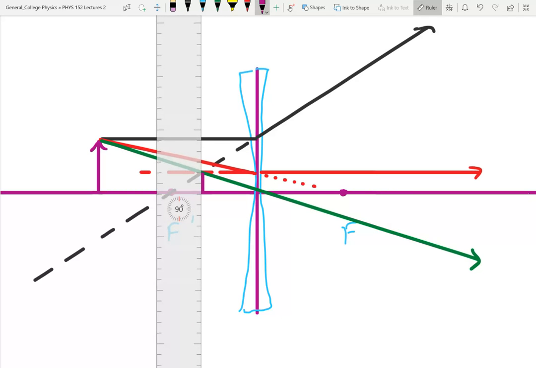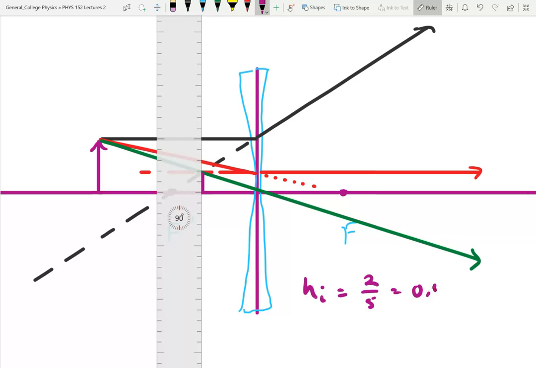So let's measure the height right now. That height is 2. Height of the image is equal to 2 divided by 5 is equal to 0.40 centimeters. So that's our height of the image that I got from my, not experimentally, but from my ray tracing.